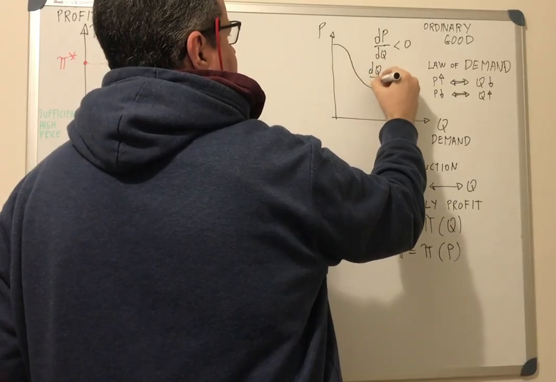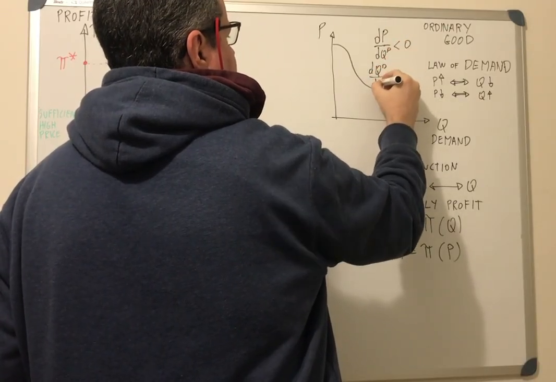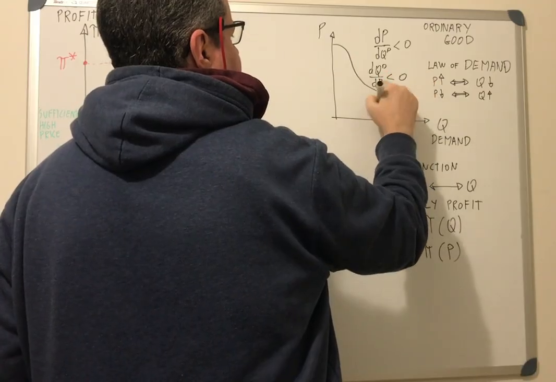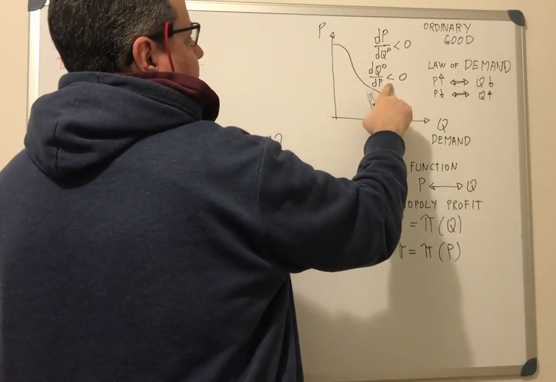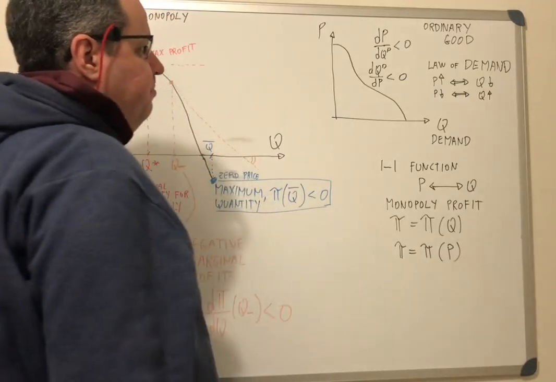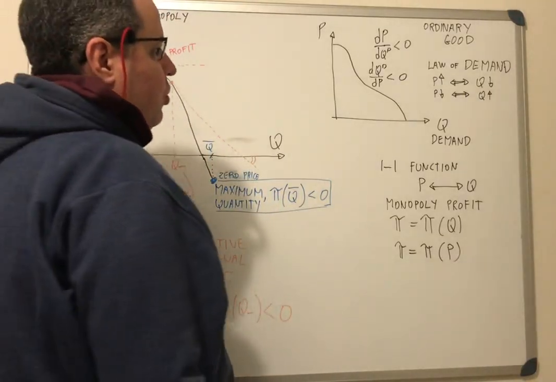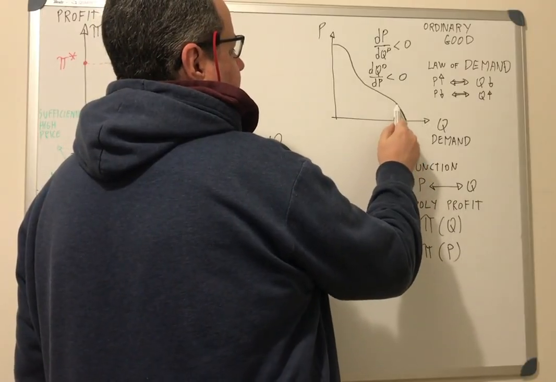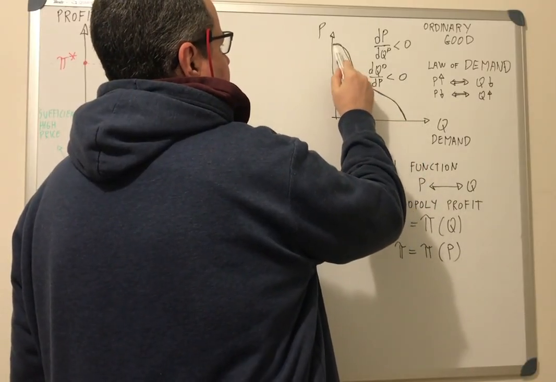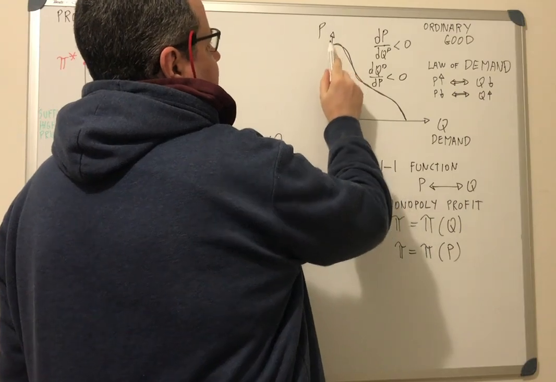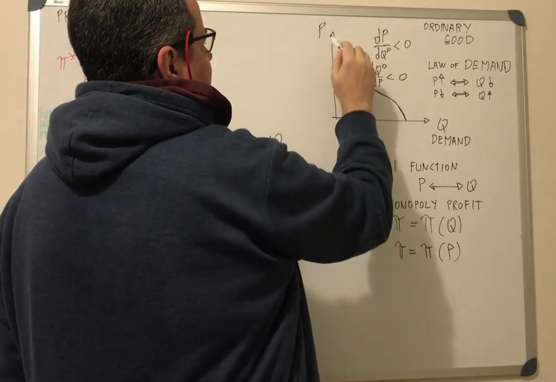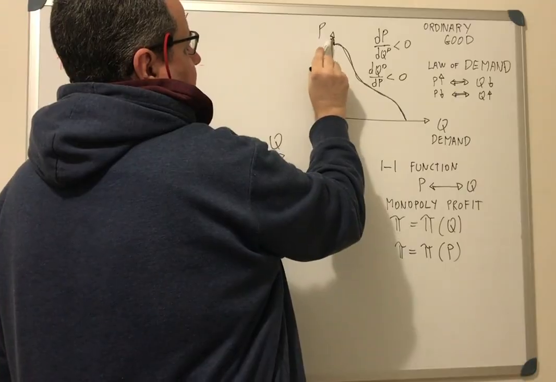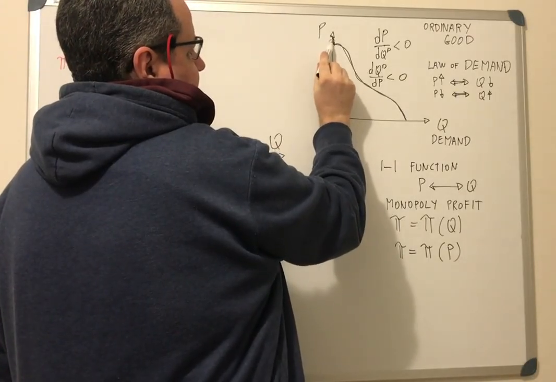The demand goes down when the price goes up, okay? So we are going to focus on this part here of the demand. We know the demand continues here. If the price is above this, the demand is zero. But we're going to ignore this part, right?